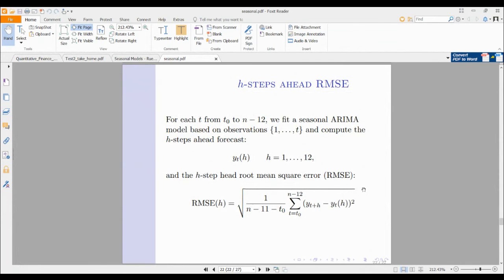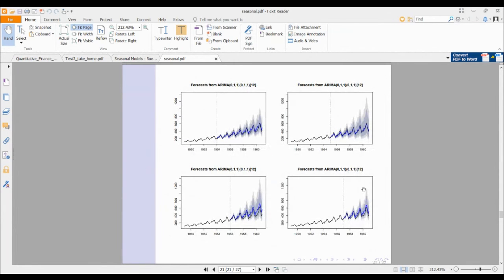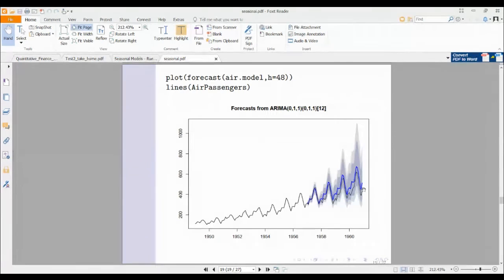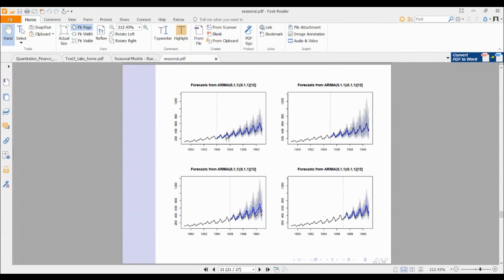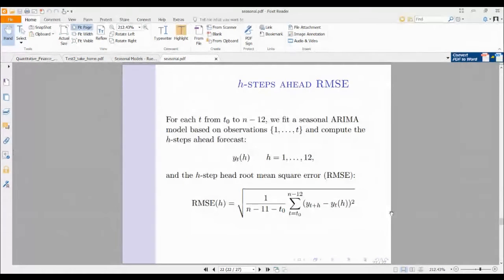So you're doing H steps ahead predictions. On the first one, we predicted 48 steps ahead, so 48 months, so 4 years. And in each of these ones, the steps ahead are more, right? So these were 4 years, these are now 6 years. And less and less and less. This one is less than four, for example. I won't bother you with this.